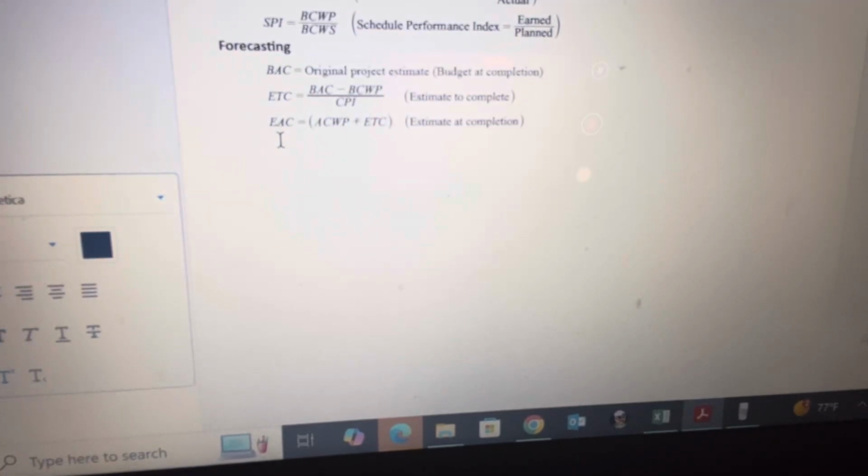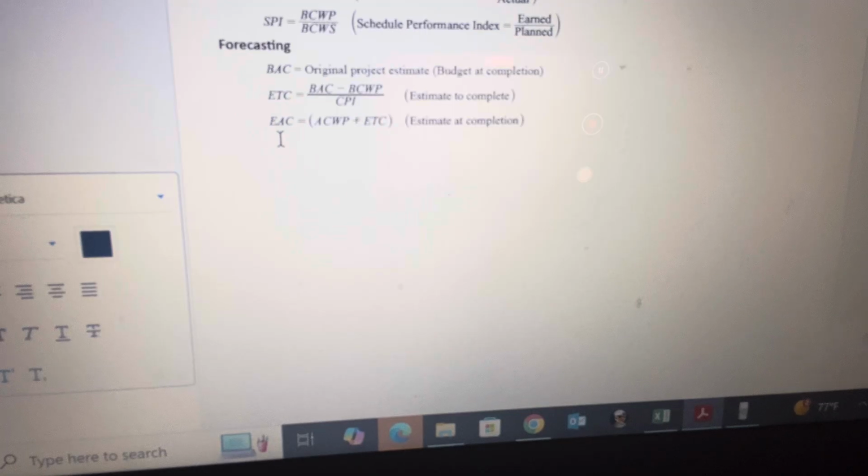Now, the budget cost of work performed. He said that 40% of the project is already complete. So the budget cost of work performed equals the $1 million project cost at 40% completion, so it will be $400,000. Now I have the budget cost of work performed, and I also have the actual cost of work performed. I can divide one by the other to get the cost performance index.